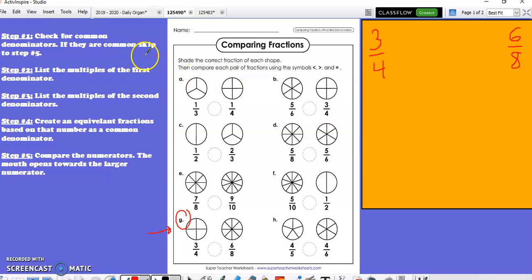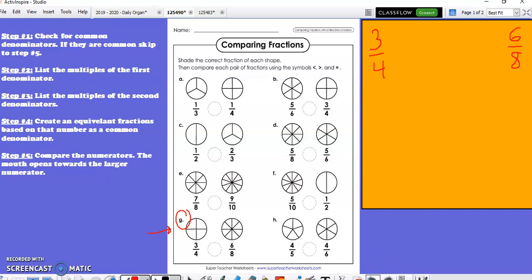Step 1, when I'm trying to compare fractions, is check to see if the denominators are the same. Well, 4 is not the same to 8, so they're not common, which means I cannot just skip to step 5. Instead, I go to step 2. Step 2 says list the multiples of the first denominator. Well, here's the first denominator, 4.